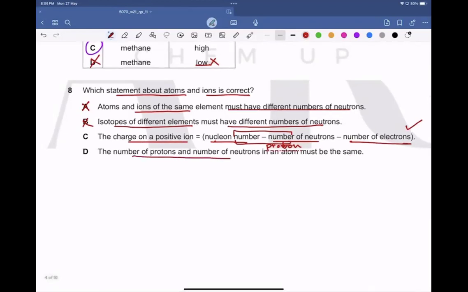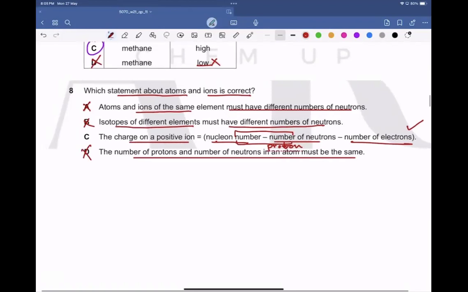The number of protons and neutrons in an atom must be the same. So no, it's not correct. Over here, when I subtract these two, I am going to get the protons. And when the electrons are subtracted from the protons, I will get the charge, the positive charge on the ion. So C is the correct answer.